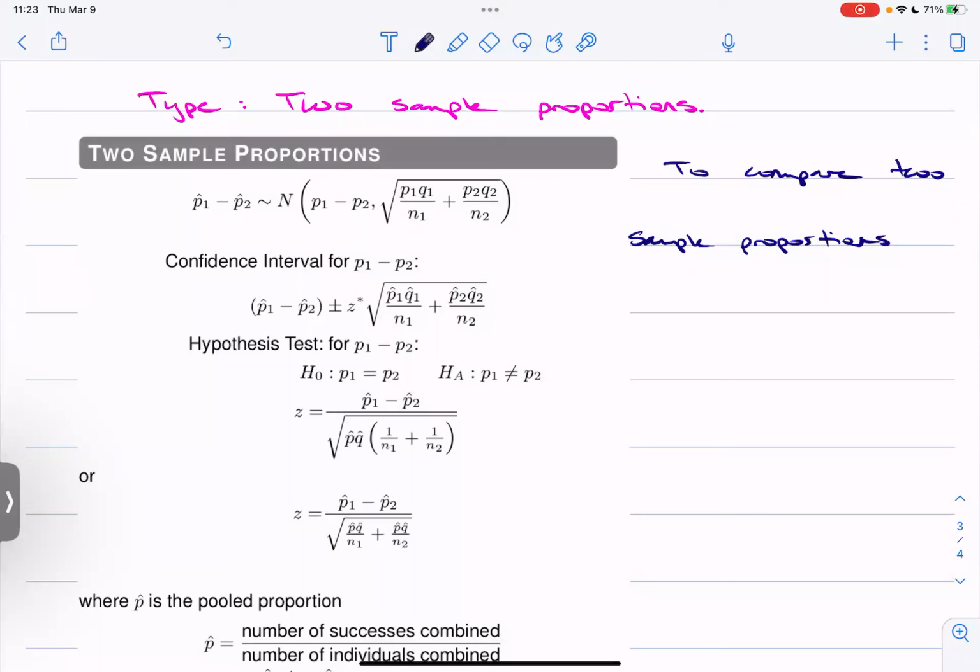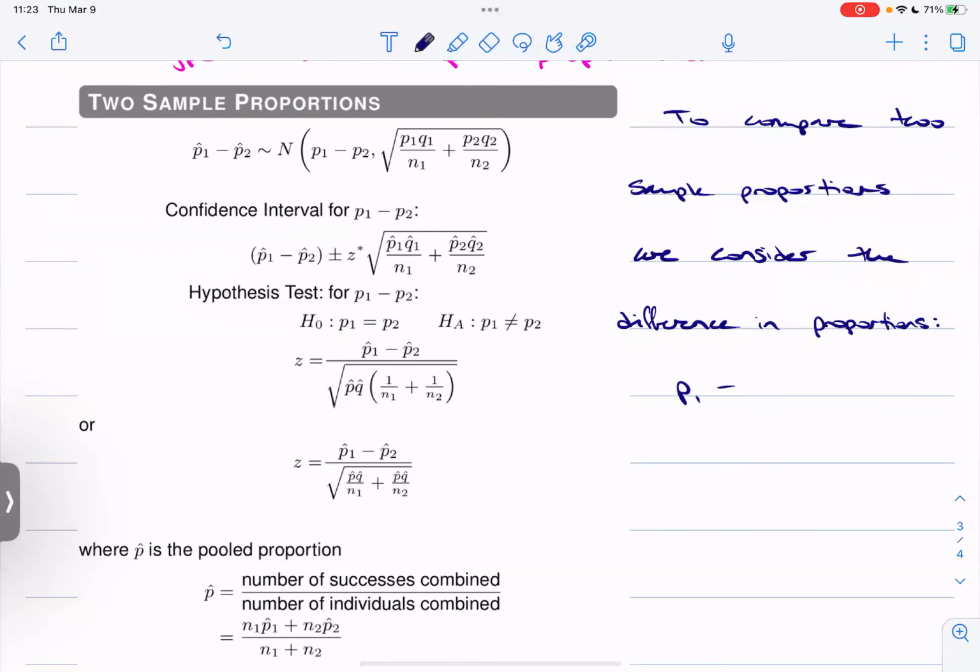But in general, to compare two sample proportions, we consider the difference in proportions, like P1 minus P2. So I want to learn about how the population proportion of group 1 compares to group 2. Now, we're going to use these group specific subscripts. It doesn't matter which one you use as which group as long as you're consistent. I'll make a note of that later.